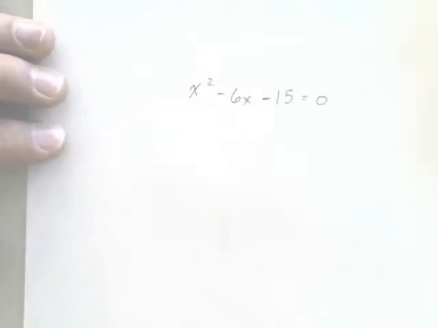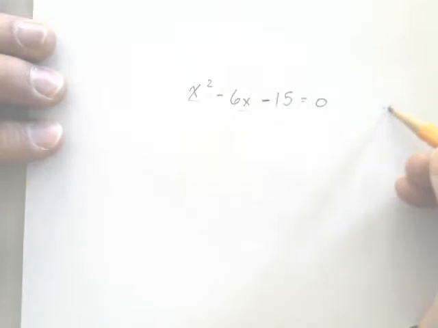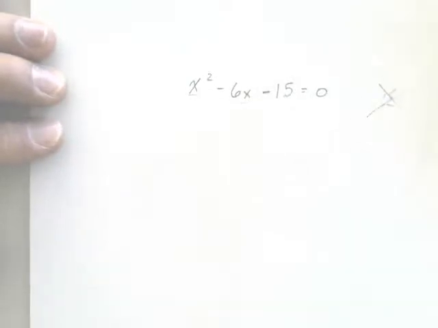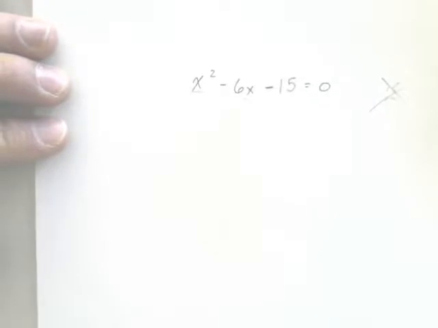So looking at this equation, I have two x's in my equation. We've learned that with two x's we may need to factor this problem to solve it. But unfortunately, if I try to think about 15, I can't think of two numbers that multiply to 15 and add to negative 6. So got to come up with a new strategy here.